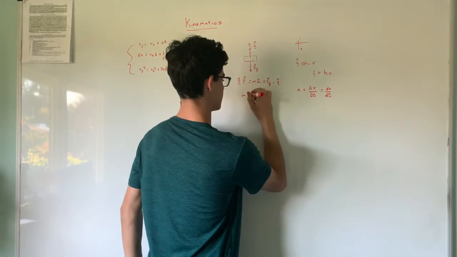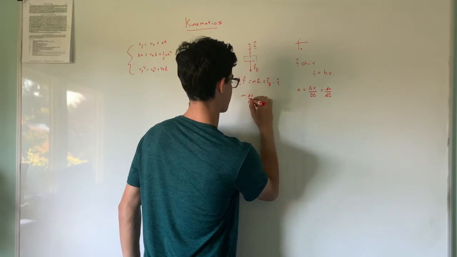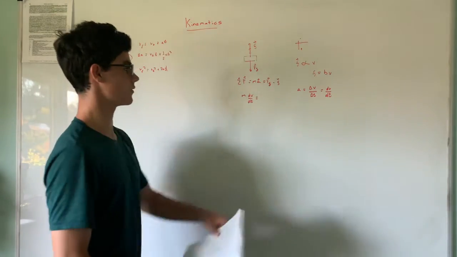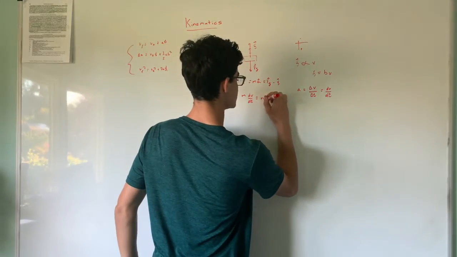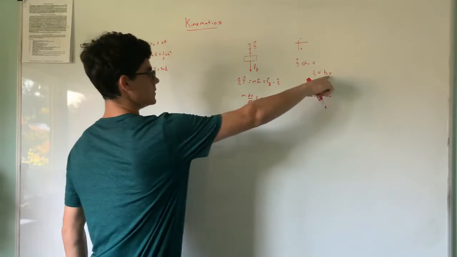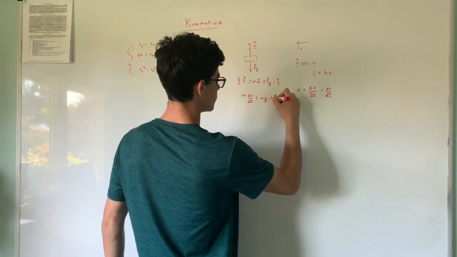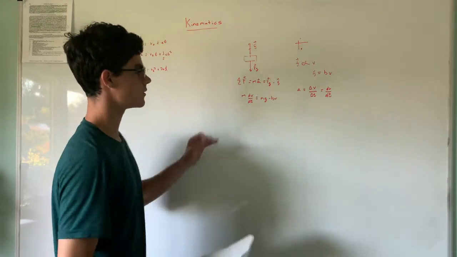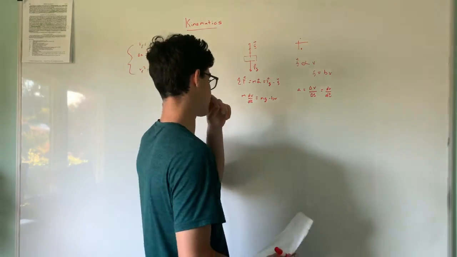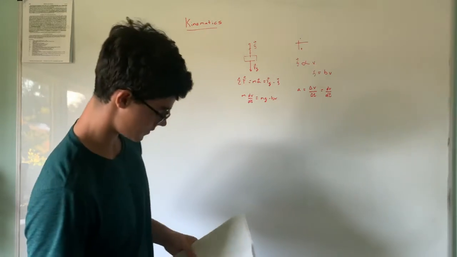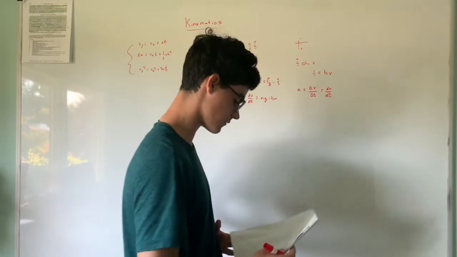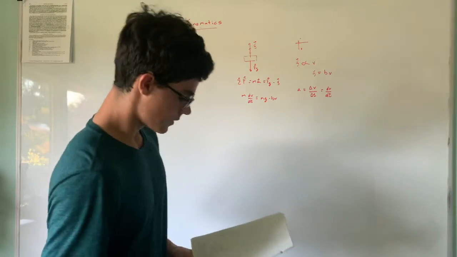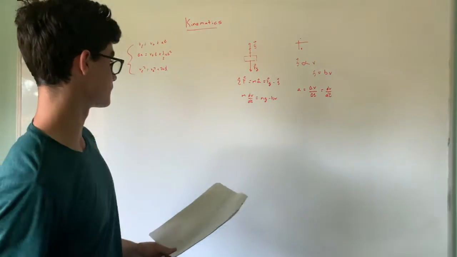So what we get is m dv/dt is equal to the force of gravity, which is mg, minus bv. Now this is what we can call a differential equation, right? We have our dv/dt and we have v. So this is our first order differential equation right here. So how are we going to solve this?